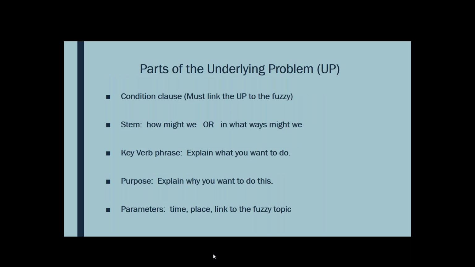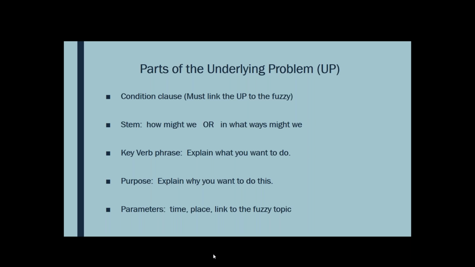There are certain parts that have been set up to help make sure you do all of these things. One is a condition clause. This is the link to the future scene. It's going to make sure that you are tied in to that situation. Then one of 2 stems. How might we, or in what ways might we? And these are to open up the possible solutions. You want to make sure you're looking at it from all perspectives again. So we're looking for lots of ways.